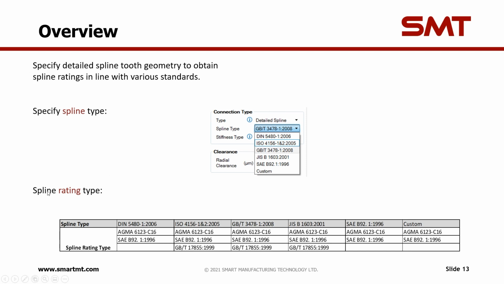And then in terms of the spline rating type, there's only certain ones that can be utilized for different input specification types. So we've generated a little table here which will show you what rating types you can use for each spline type. It's worth mentioning that we do have the ability to do a custom spline as well, where we can manually input a lot of the information that's automatically generated based on these standards.